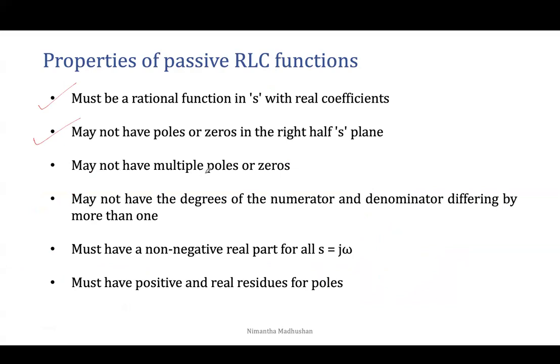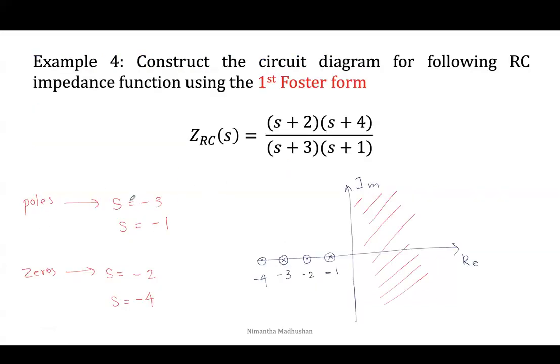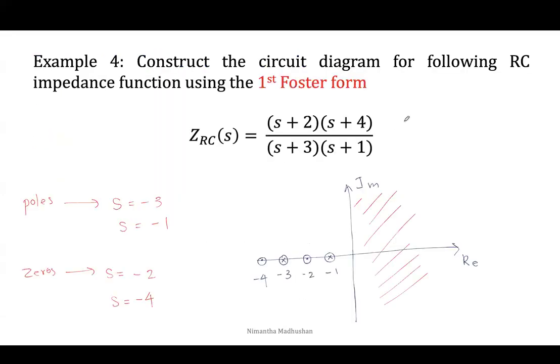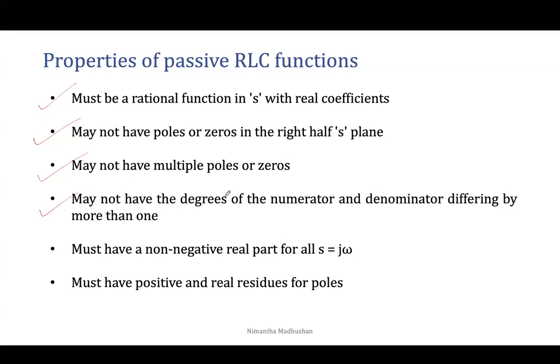The third one is that it may not have multiple poles or zeros. Here, there are no multiple zeros or poles. The third one is okay. Then, it may not have the degree of the numerator and denominator differing by more than 1. Here, the degree of the numerator is 2 and the degree of the denominator is also 2. Then the difference is 0, so the fourth one is also satisfied. And the fifth one is that it must have a non-negative real part for all s equal to j omega.